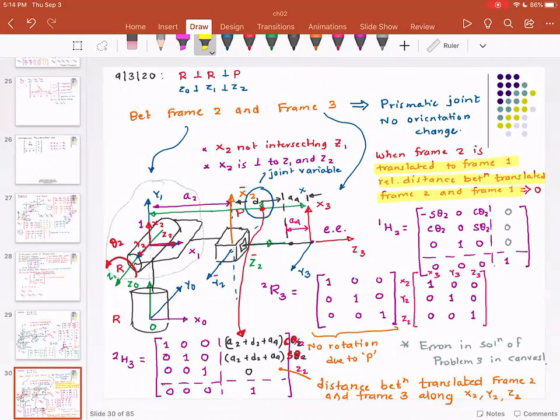If prismatic was revolute, that is apples to bananas. Let's look at it later. This problem is confusing already. So yes.